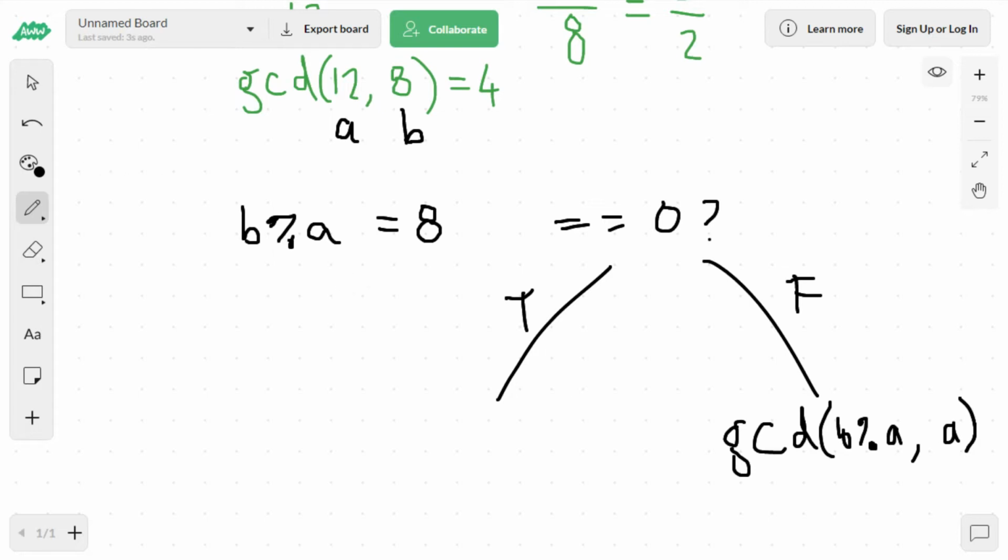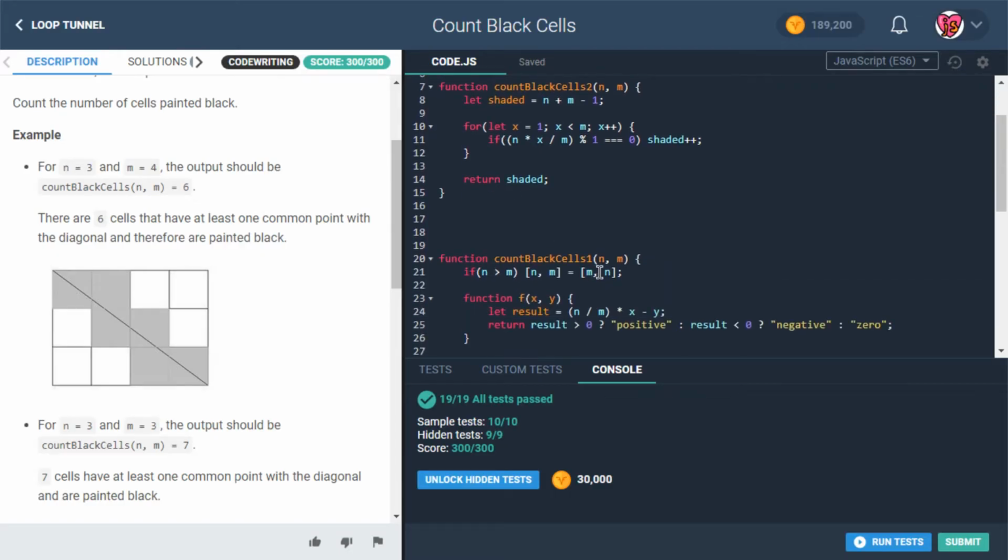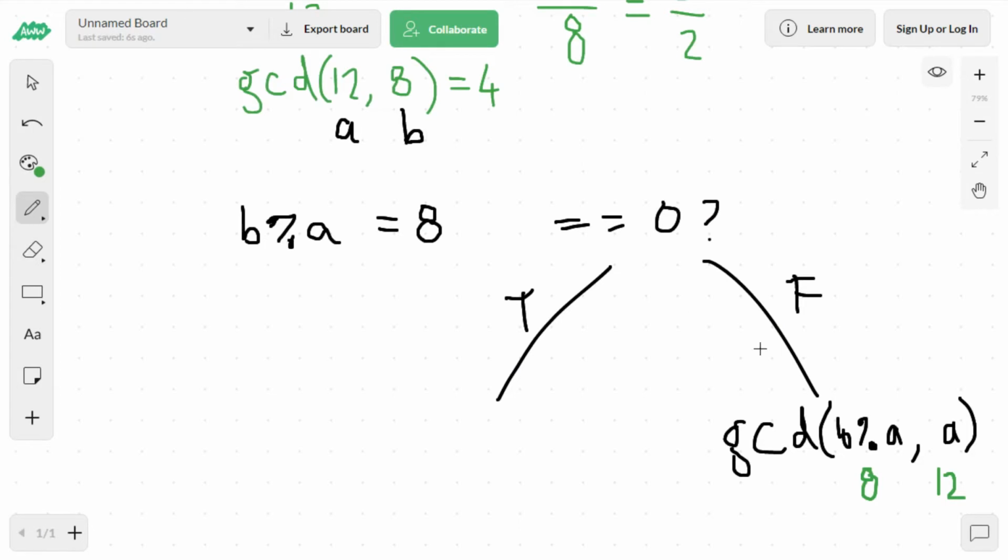So in this case, if you think about it, all we're actually doing is we're flipping these, because B mod A was 8, and then A was 12. So we're just rearranging them. It's kind of like the situation we were looking at before where we wanted to flip these guys right off the bat. So this algorithm is kind of cool because it does that by default. So it flips them if it has to.